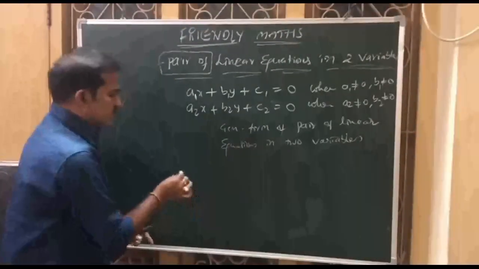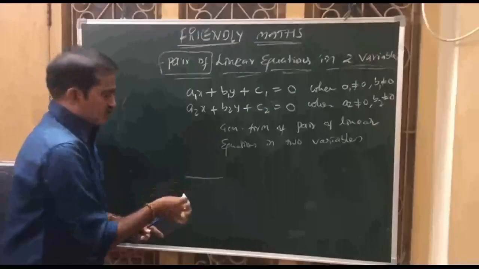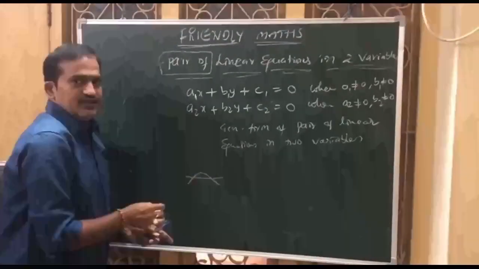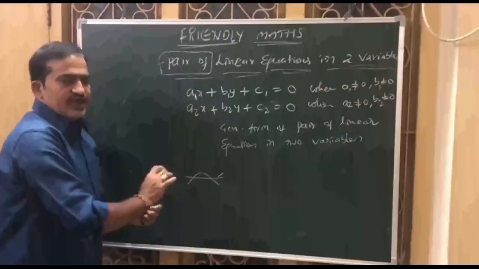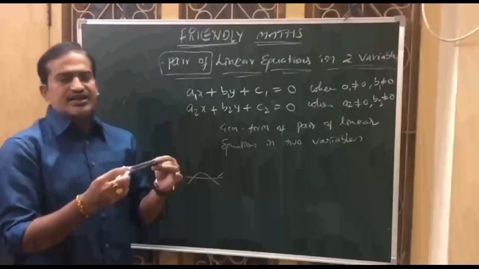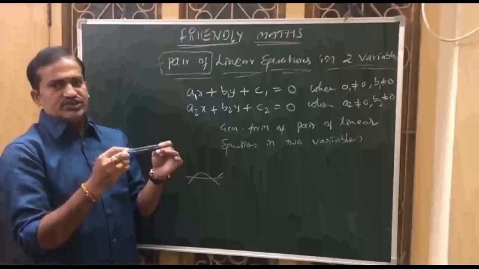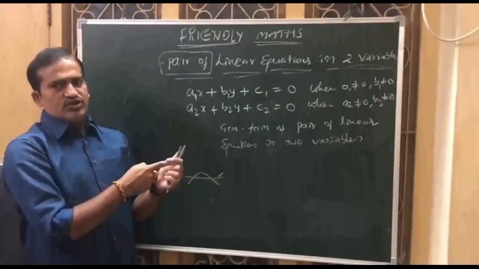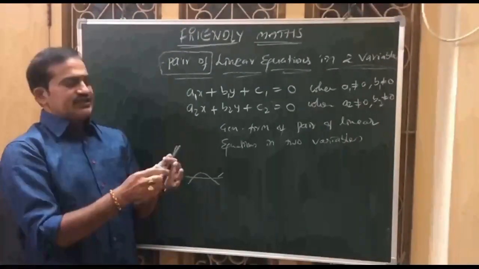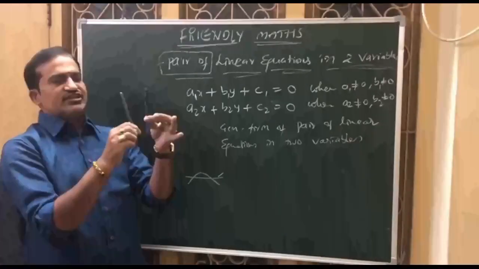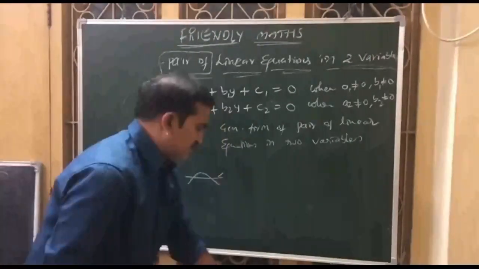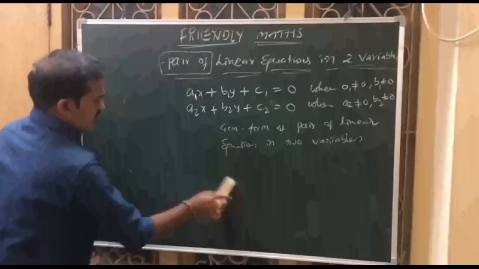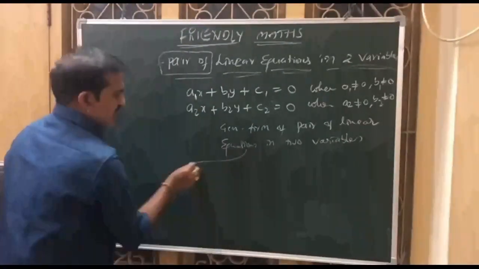Suppose two lines have two common points. Then one of them has to be bent, and only then will it intersect at two points. Is it a straight line? It is not a straight line. That's why a pair of straight lines does not have two solutions or three solutions. It may have a unique solution, or it contains infinite solutions, or otherwise no solutions. A pair of lines attains three conditions.